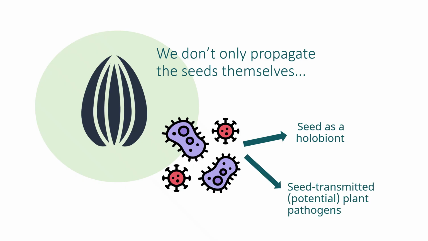Some seed-transmitted microbes are also potential plant pathogens. I call them potential pathogens because the appearance of disease symptoms always depends on environmental conditions that are favorable to the disease. However, if such microorganisms are present in a seedlot, this comes with the risk of plant disease in the following crop.